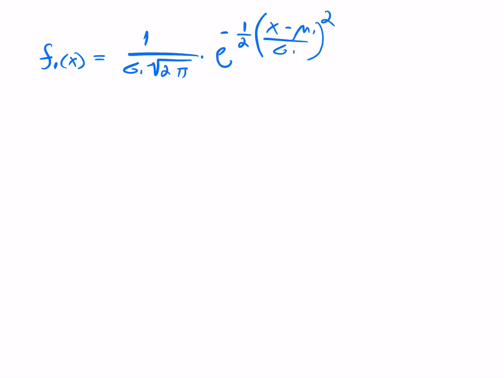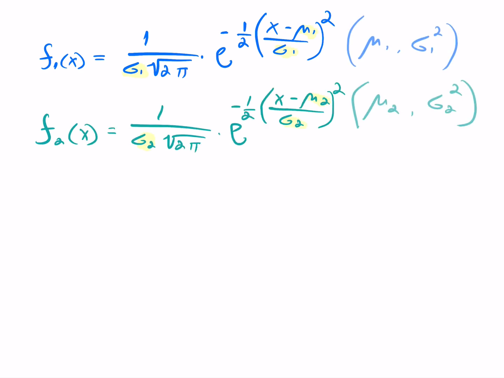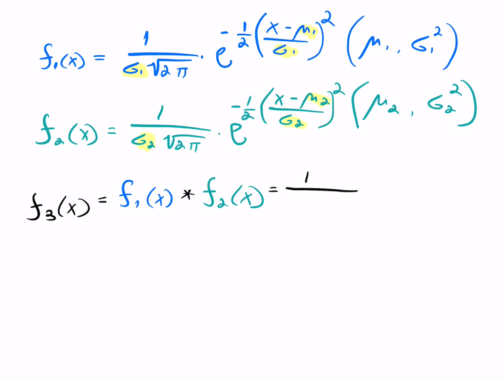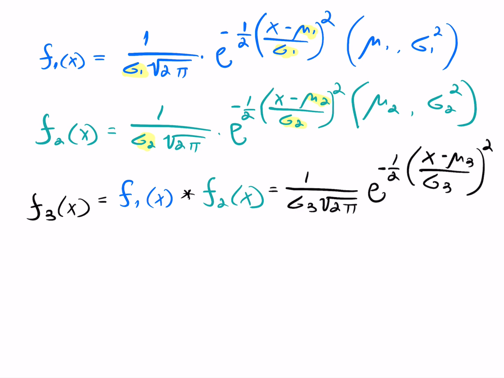The first PDF is described here. This is the equation. The second PDF is described here. Now, what is the result of PDF1 times PDF2? What happens if I multiply those two functions? And the answer is that if you do the math, you get another Gaussian distribution that can be written like so, with mu3 and sigma 3 squared. And how do you derive mu3 and sigma 3 squared from mu1 and mu2?